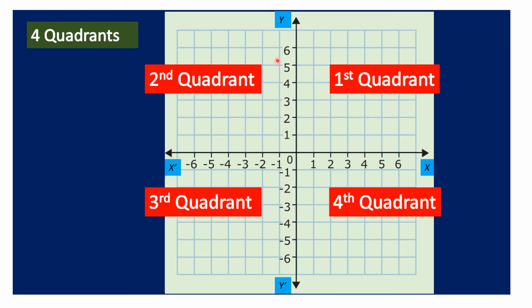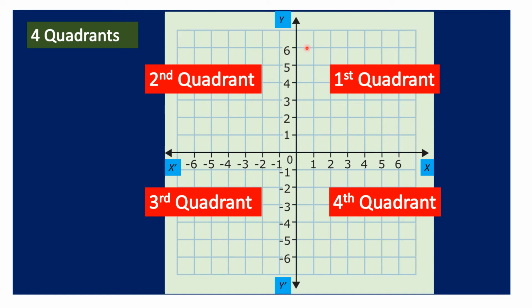Clockwise means what? Usually the hands of the clock go in this direction, right? So anti-clockwise means in the opposite direction. So we have to count in the opposite direction. So this square is the first quadrant, right? And this square is the second quadrant. Okay, and this is the third quadrant and this is the fourth quadrant.